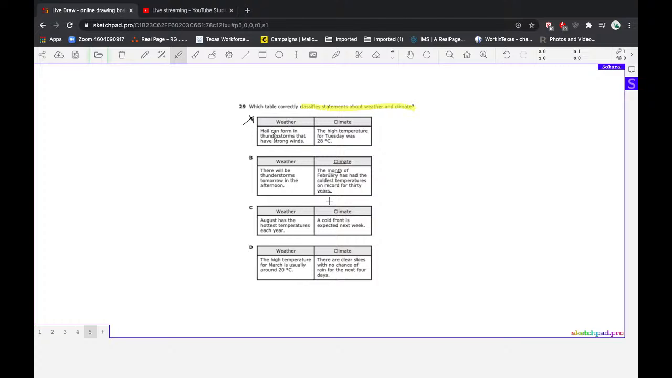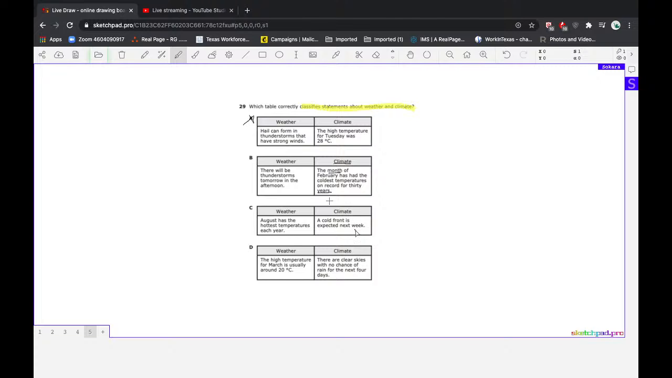And if you look back at A, it's just saying a fact about hail. It doesn't actually describe weather for a certain day. So it's not very specific. Let's check C. Weather: August has the hottest temperatures each year. Climate: a cold front is expected next week.